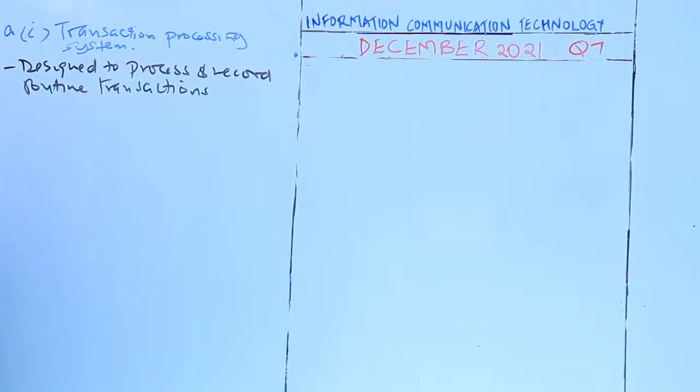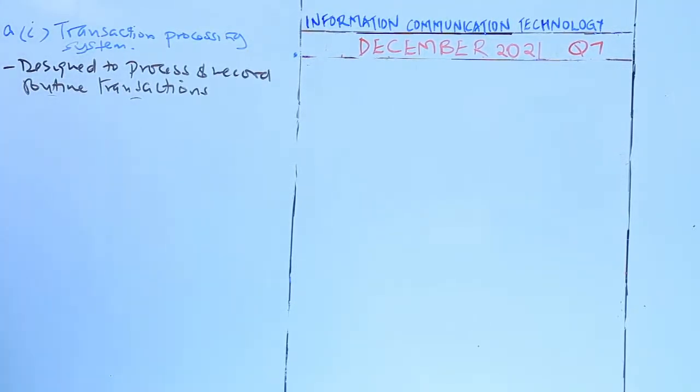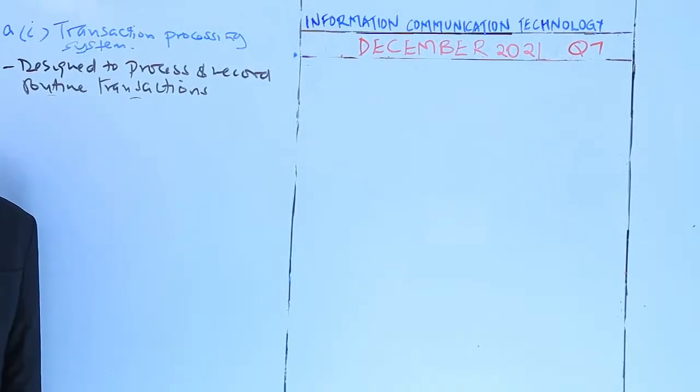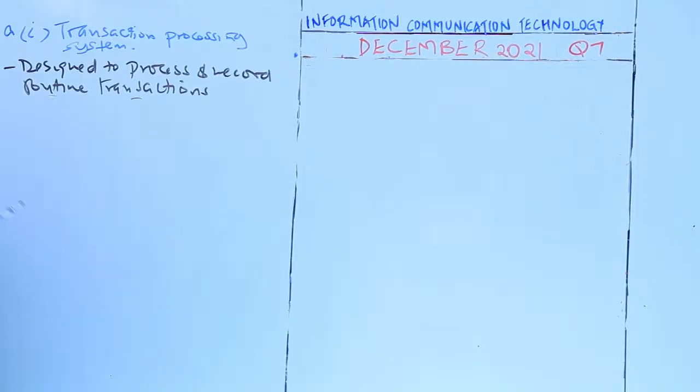This system captures and processes data related to day-to-day business activities. That's why you are calling it routine transactions. It captures and processes data that is related to day-to-day activities such as sales, purchases, inventory management, financial transactions, and so on. And the primary focus of a TPS is on efficiency.